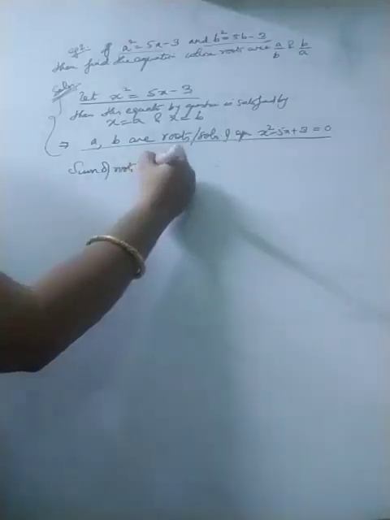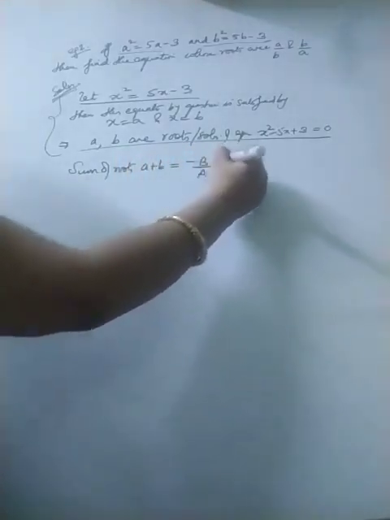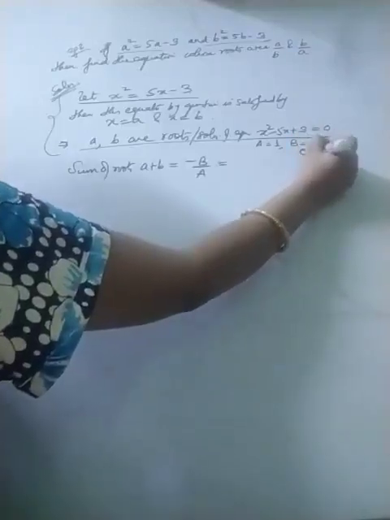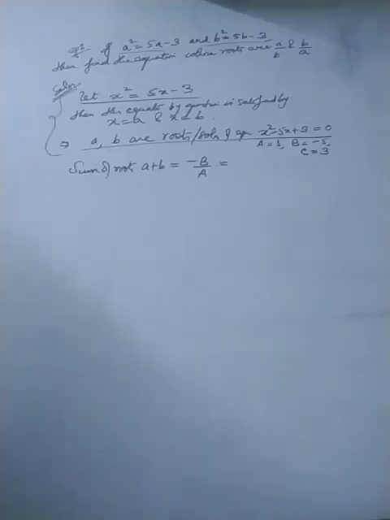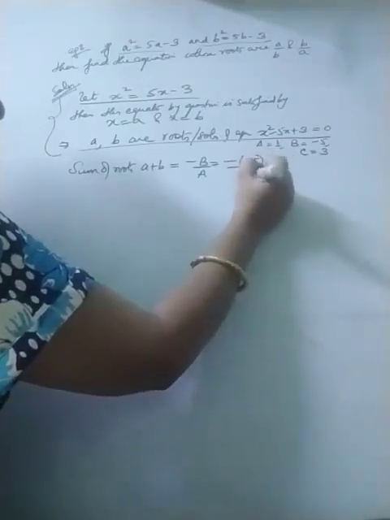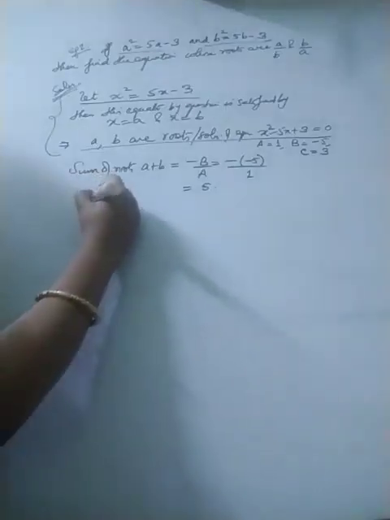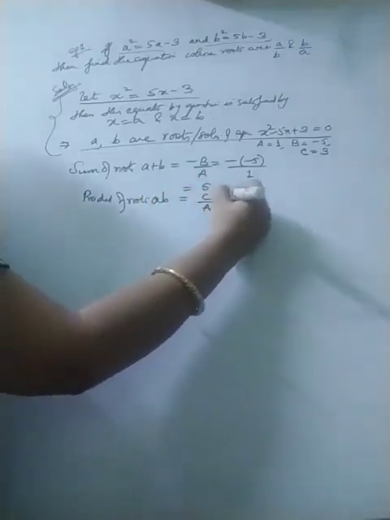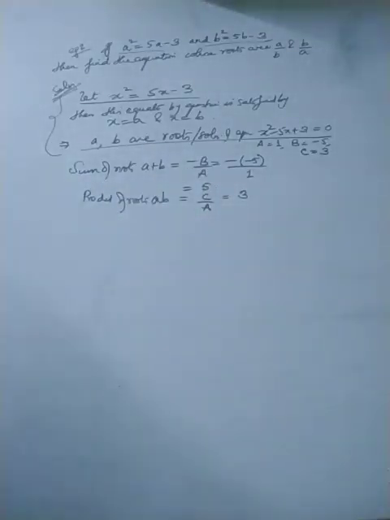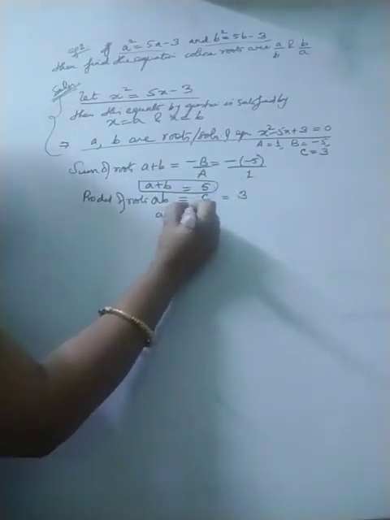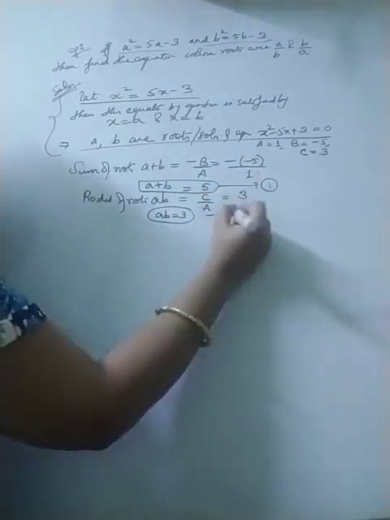Accordingly, the sum of the roots, which is a plus b, is minus b by a. Be careful: a is 1, b value is minus 5 and c value is 3, if I compare with the standard quadratic ax square plus bx plus c. So I get minus, in place of b, minus 5 by 1, so the value is 5. The product of the roots, which is ab, is c by a according to the theory we have learned, so it's 3 by 1, that is 3. So a plus b is 5, this is one relation, and ab is 3, this is another relation that we have obtained. We label them as 1 and 2.